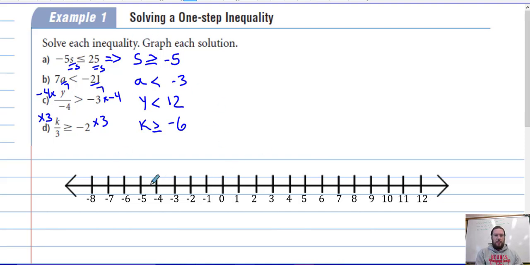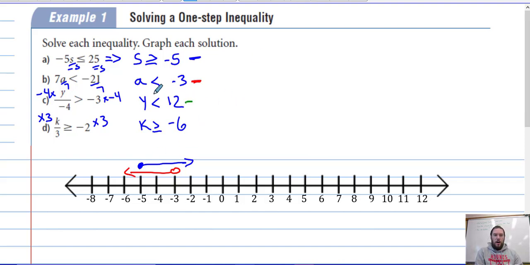So we have s greater than or equal to negative 5. So that's my closed circle. And then we're greater than or equal to. So that's s. We'll color code these. A less than negative 3. So we have less than, so we should have an open circle. We have strictly less than, so an open circle. And then less than tells me I'm going to the left.